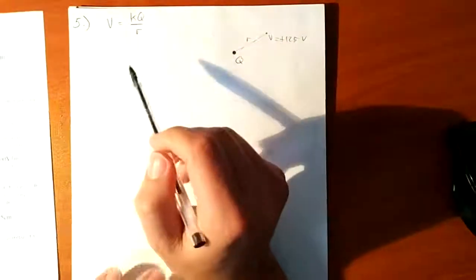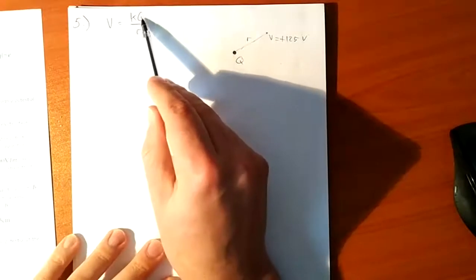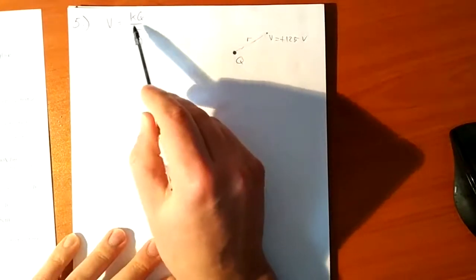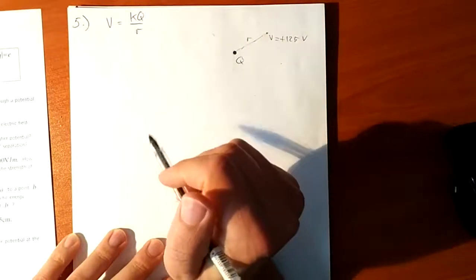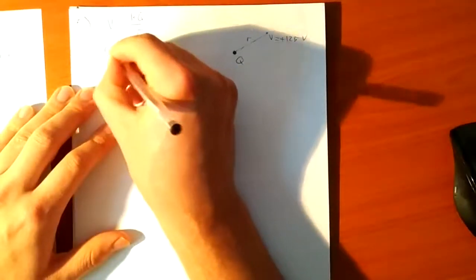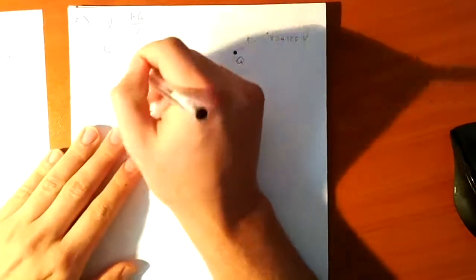Okay, wait, what's the actual question? What is Q? So ask what is Q. They give us V, k we've got, that one we're used to, and r is given as 15 centimeters. Okay, and let's get Q by itself.